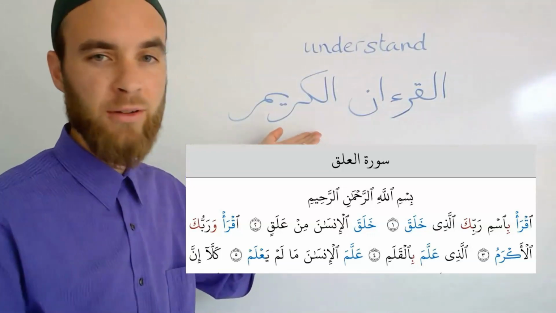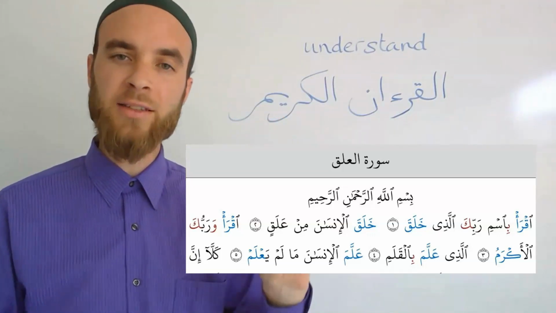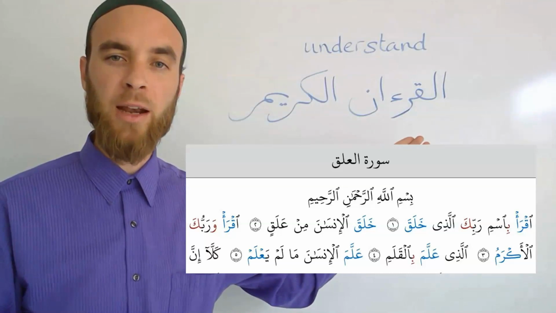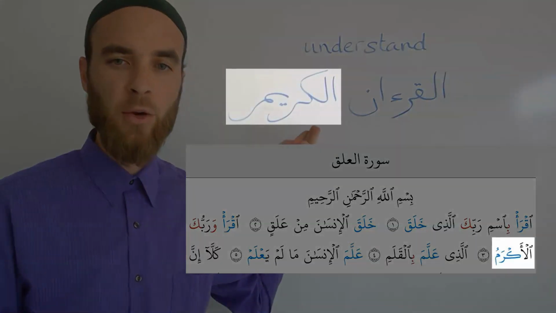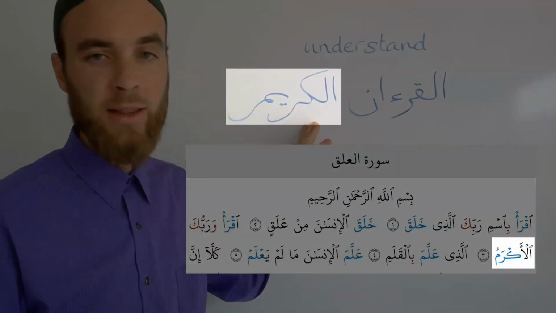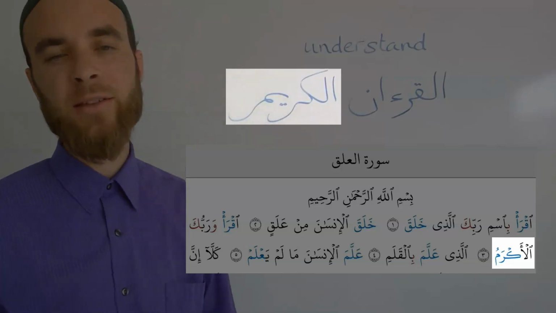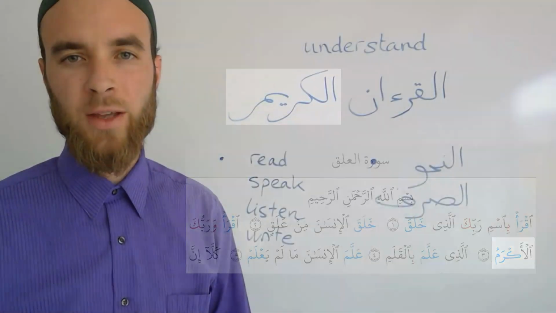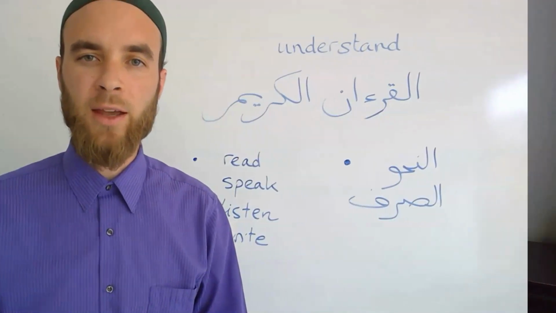So what is that word? In the third ayah, Allah says, Iqra wa rabbukal akram. And the word akram has the same three letters as the word kareem. It also means noble or generous. So this is the approach we take.